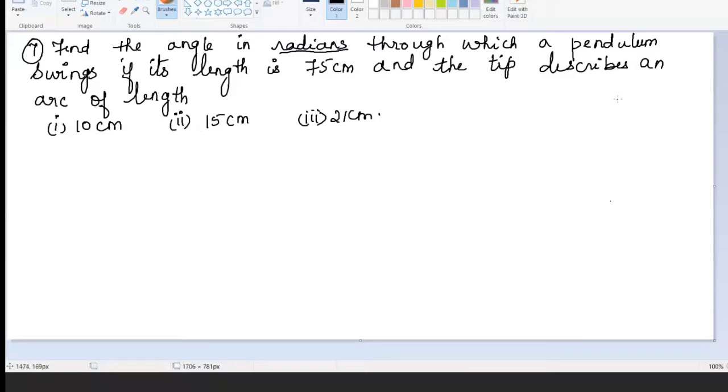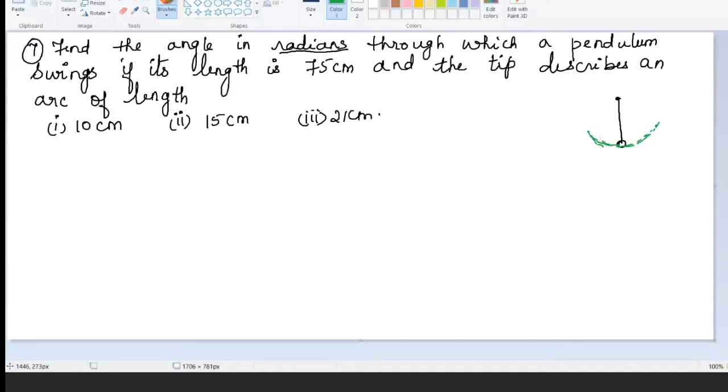Now suppose this is a point, and from this point the pendulum is swinging. So this is a pendulum. You may have noticed this in the old style clocks, the pendulum moving around in a to and fro motion. It moves like this and then goes back, again goes like this and moves back. That is a pendulum, and that is the arc which the pendulum is describing.